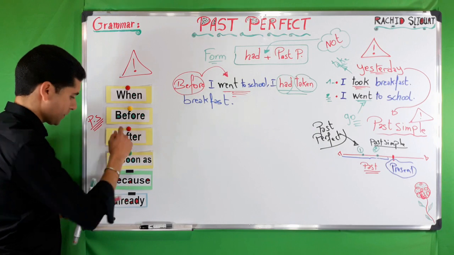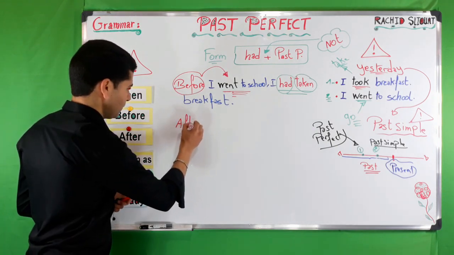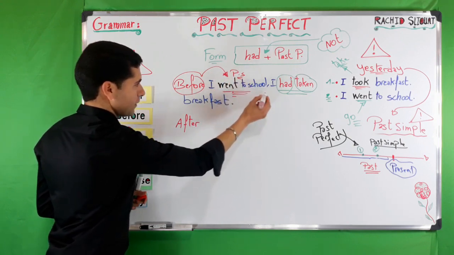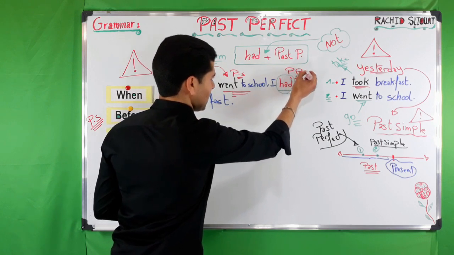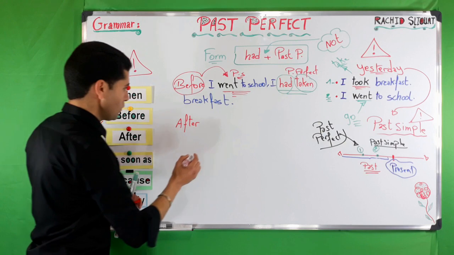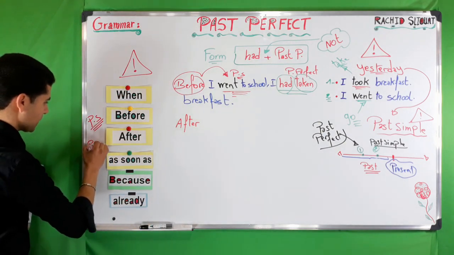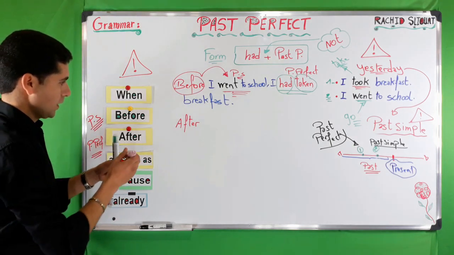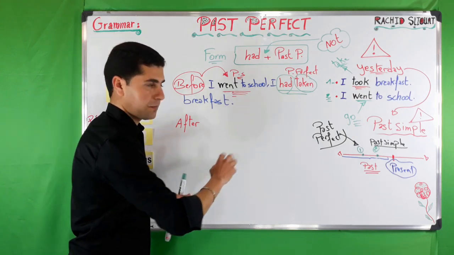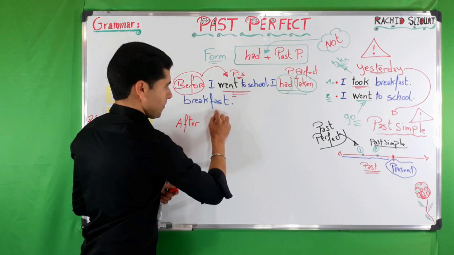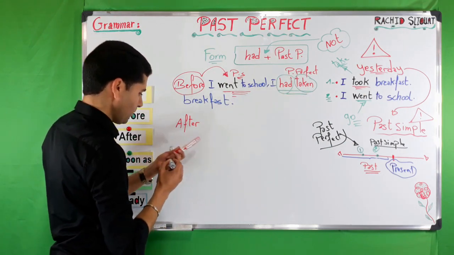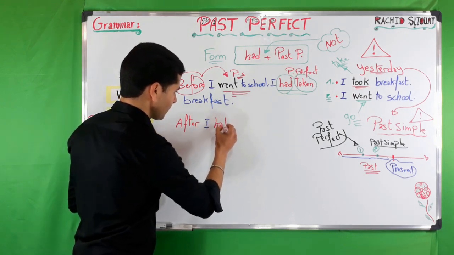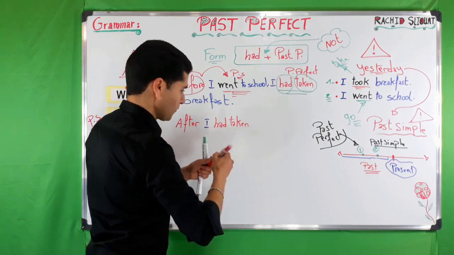Now let's take after, for example. Before is plus past simple, and after is with past perfect. So before past simple, after past perfect. Now, after, what is the past perfect? This is the past perfect: I had taken breakfast. So we bring I had taken breakfast here. So before or after I had taken breakfast.